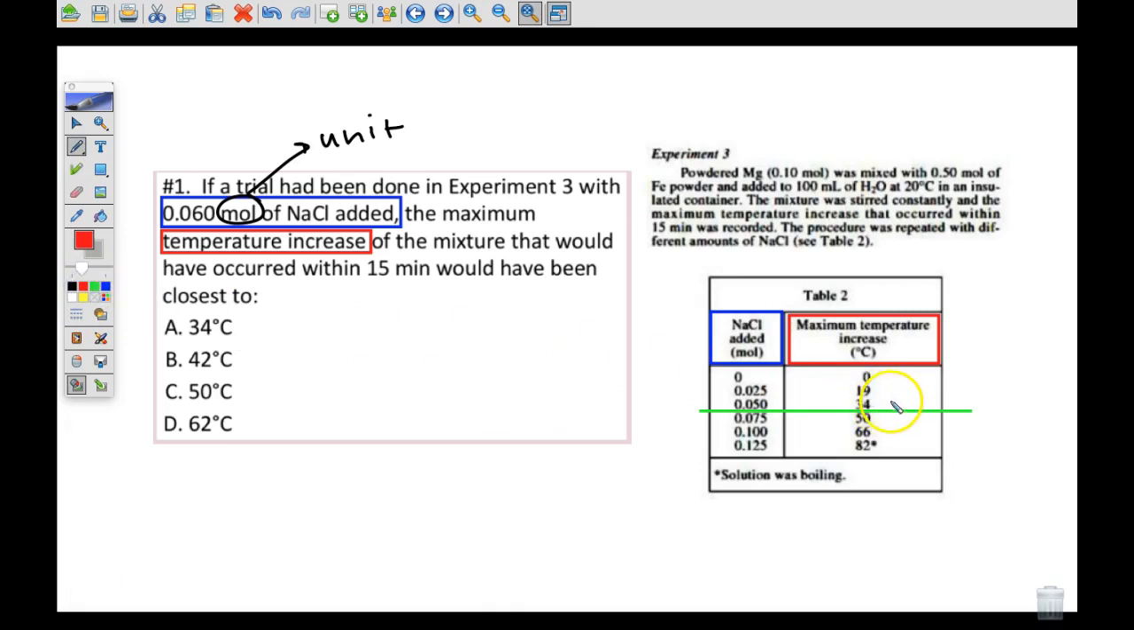my range is from 34 to 50 because 0.06 is in between these two values. So it's not going to be 34, because that's the value for 0.05. It's not going to be 50, because that's the value for 0.075. And it's not going to be greater than 50, because those responses would be more appropriate for something above 0.06. So the correct answer to number 1 would be B, because that's the only answer left. Also because that number is in between 34 and 50, so there's really 2 ways to kind of figure this out.